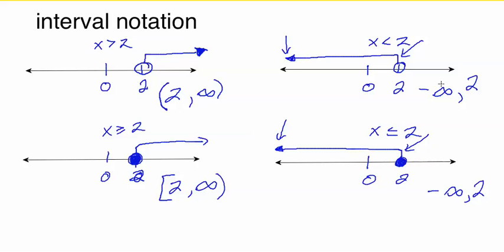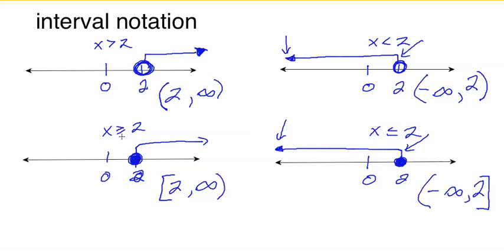Now for this first one, we're again not going to include the infinities on each of these. But for this one, we don't want to include the 2, the same reason we didn't want to include the 2 over here, so we put a parenthesis. And for this one, we do want to include the 2, so we put a square bracket.